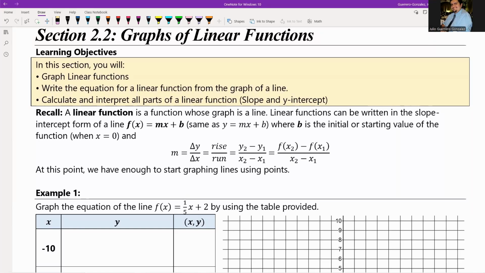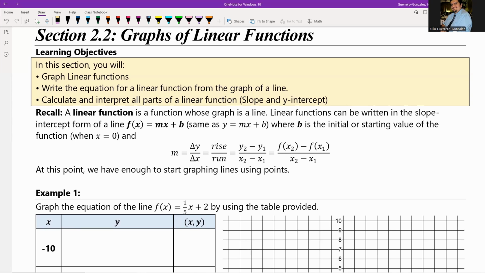Hello, everyone. This is the lecture for section 2.2, graphs of linear functions. In section 2.1, I defined a linear function. We know what the slope is and what the y-intercept is. And we found how, if I gave you 2 points, you would be able to find the equation for the line that goes through those 2 points. In this section, we're going to look at how to graph them.